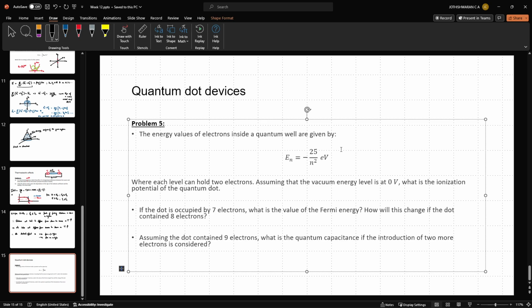So now over here, what we are going to do is take a sample problem and look at some properties of quantum dot devices. So first and foremost, I shouldn't have written quantum well here. Technically this is a well, but for our purposes of discussion, this is a quantum dot. So the energy is given by En is equal to minus 25 by n squared.